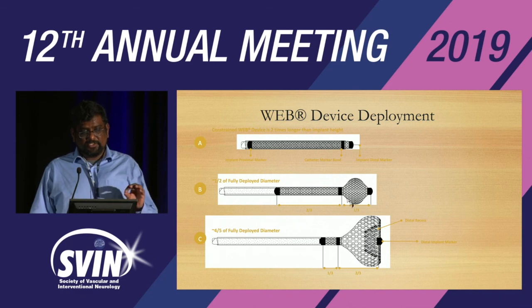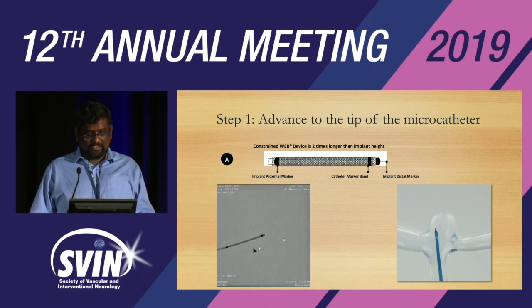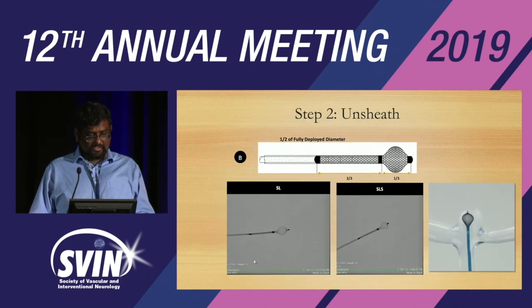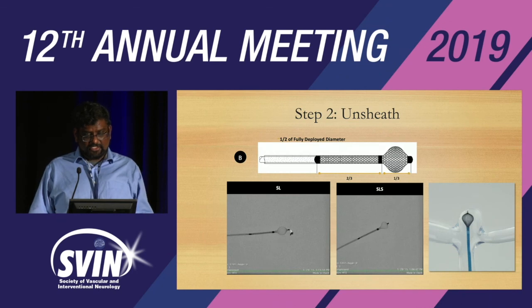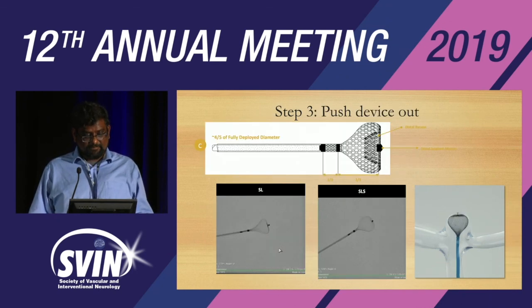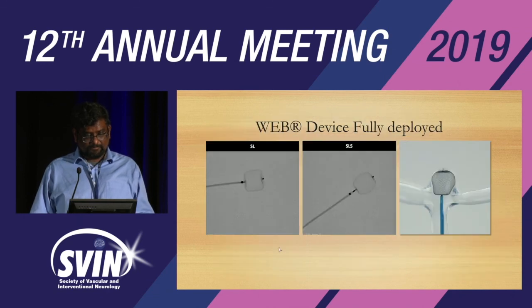Unsheath it. Once you get this shape, it's extremely soft. It's softer than any coil I know. And then you can advance it. So after that, you push. So unsheath, push. Here we are tip to tip. Here we've unsheathed, and you can see that it's formed this bulb-like shape, and then you push it. And eventually, it should assume its shape.